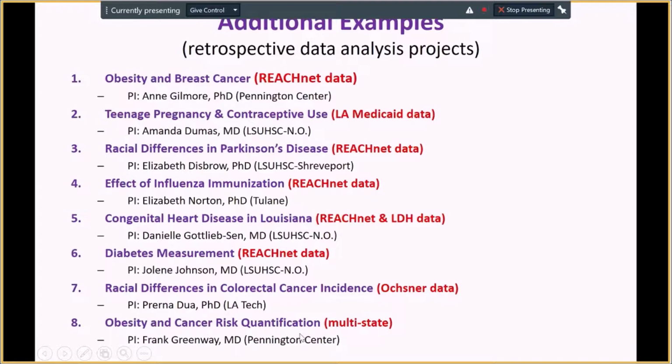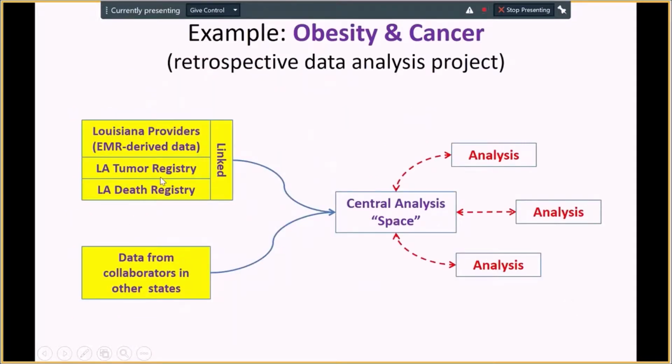And what I'm going to talk about a little bit more here, obesity and cancer risk quantification. Frank Greenway's project here at Pennington. This is a multi-state project, and basically what we're going to do here is acquire data from Louisiana. We have to link it. It's the Louisiana providers again, which the data will come from ReachNet.